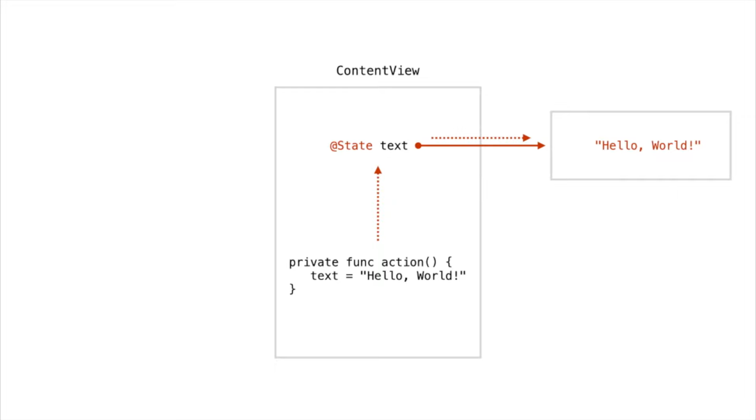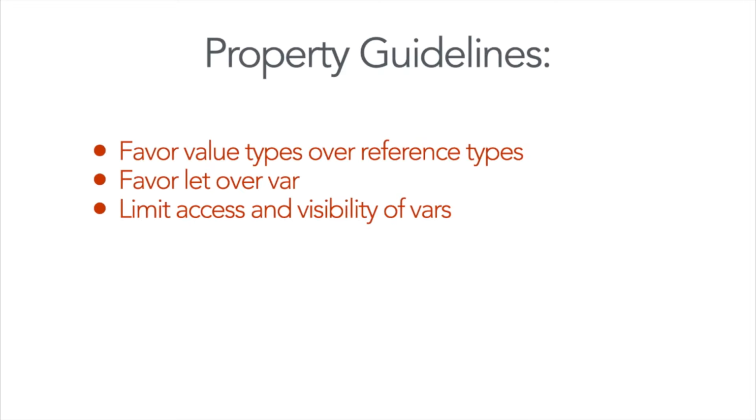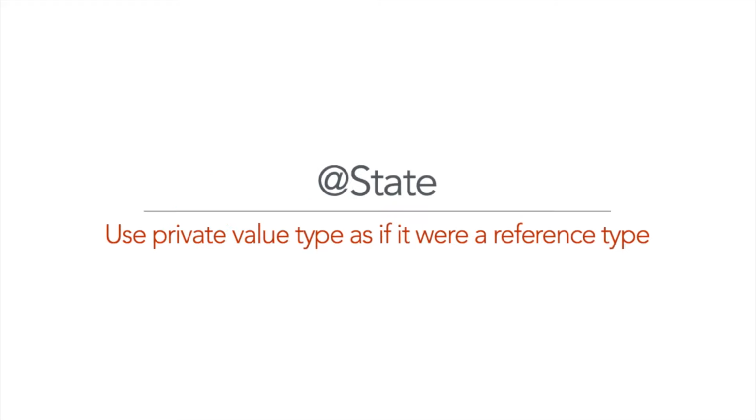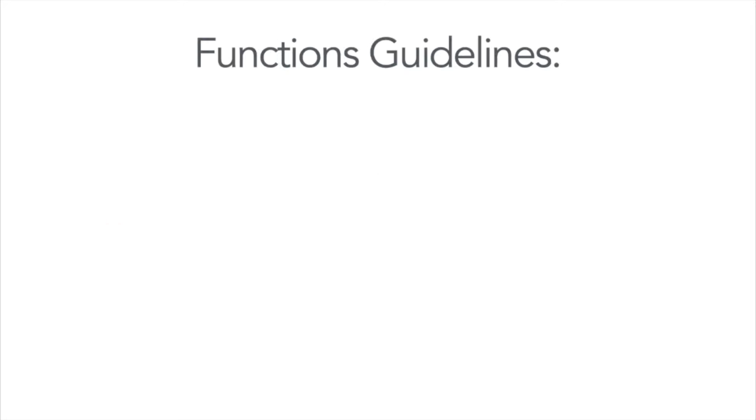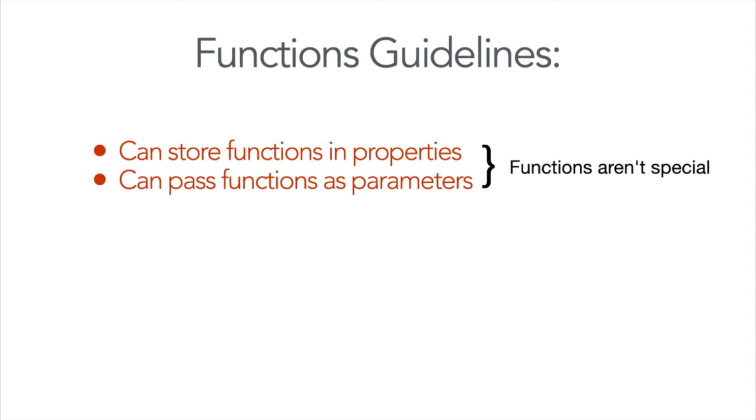And that's what state does. It allows us to store our values outside of our struct. And so this helps us continue to favor value types over reference types and favor lets over vars and limit our access and visibility of vars. But now we use state to use private value types as if it were a reference type. Along the way, we've seen a couple neat things about functions. We've seen that we can store functions as properties. And then in the init, we saw that we can pass functions as parameters to set their values as those properties.